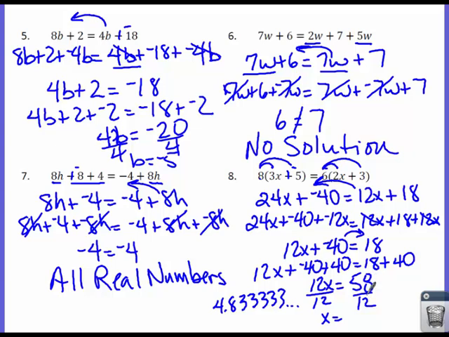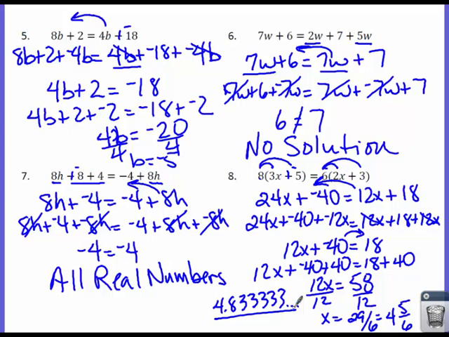Okay, we don't treat it as a division problem, we just simplify. So if we take the 58 and the 12, we find out what they have in common. They have a 2 in common, so I can divide. I get 29 over 6 for my answer. That is an okay answer. Now you could also write that as 4 and 5/6 as your answer, but you're not allowed to give me this repeating decimal. And that's all there is to equations.